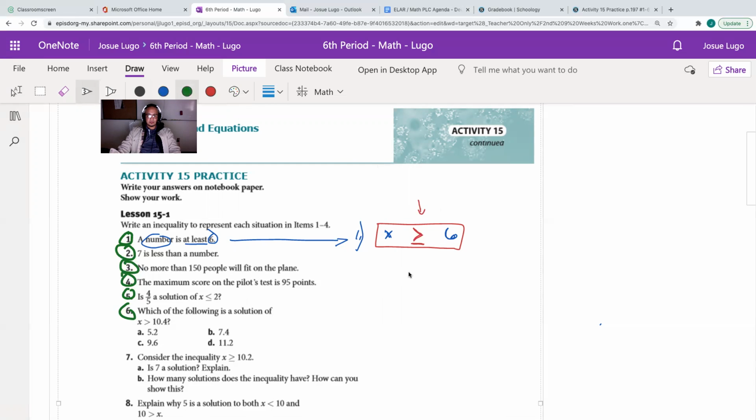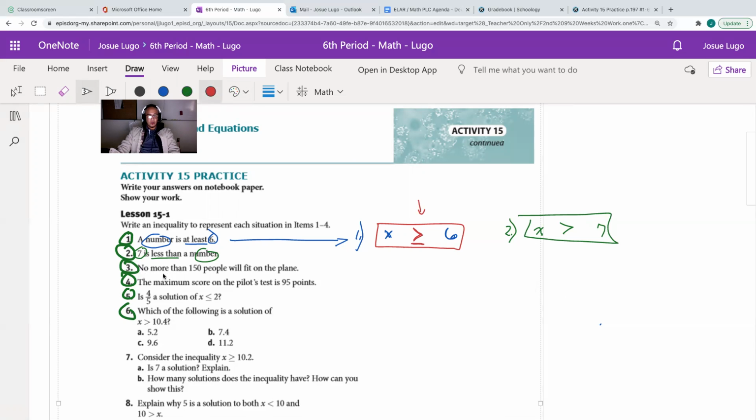Let's try number 2. Let's do it over here. 7 is less than a number. So we're comparing a number to the number 7. And 7 is less than that number. So obviously that number needs to be greater than 7. It cannot be equal to 7. Nope, it has to be greater than 7. That is the answer to number 2. Let's try one more.